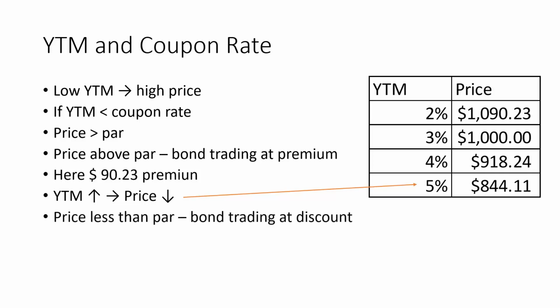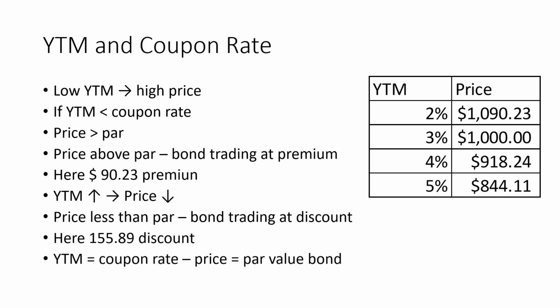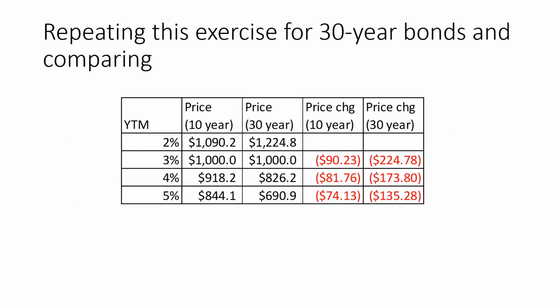And look at how the price has gone down. So the price now becomes less than the par. In other words, $844 is less than $1,000. In other words, the difference of $155.89 is a discount. So 155.89 discount. So when the YTM equals the coupon rate, 3%, the price equals par, $1,000, which we see here. These are some profound implications.